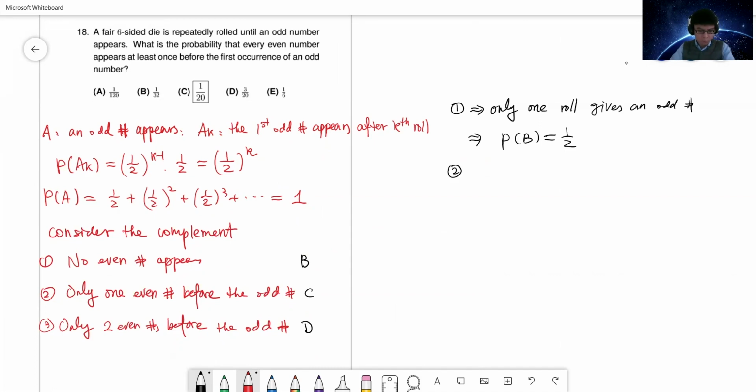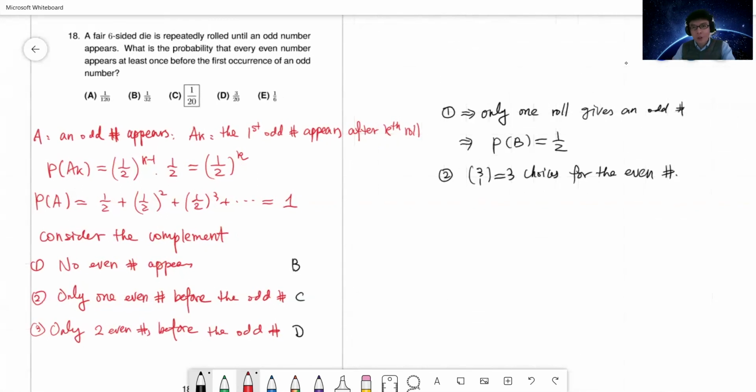Now, event C: only 1 even number appeared before the first odd number. There are totally 3 even numbers, so we have 3 choices for this even number. And before the first odd number, all rolls give this number. So the probability will be 1/6 times 1/2. 1/6 means we have this even number, 1/2 means the odd number appears. This is like 2 rolls.